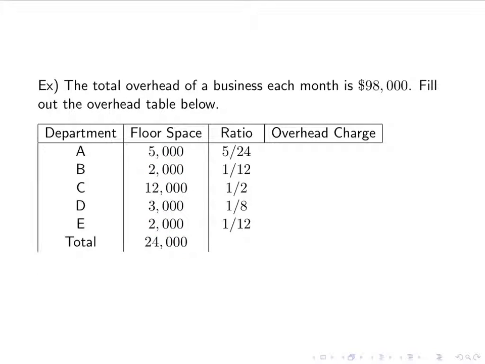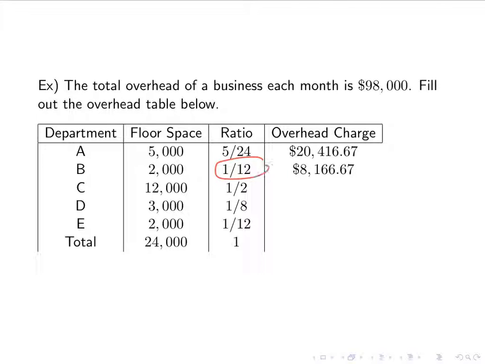And then again, department E is the same as department B. So again, I have 1/12. I'm going to check it. I'm going to add these all up, make sure I get 1. I do, so I'm good to go. Next, for the overhead charge, I take the ratio, multiply it by the total overhead. So 5 over 24 times 98,000. Again, it's not going to be exact, so I'm going to round to 2 decimals. I get $20,416.67.